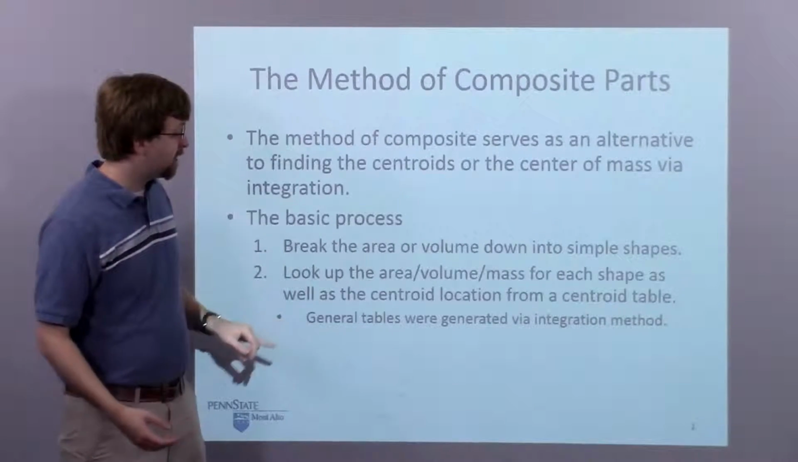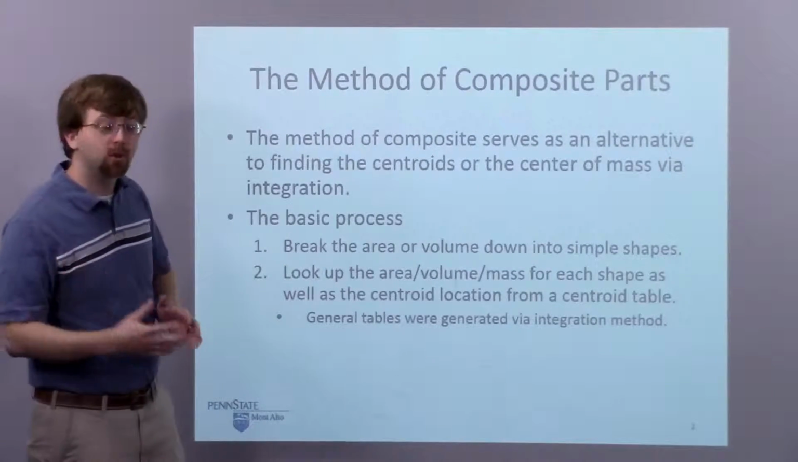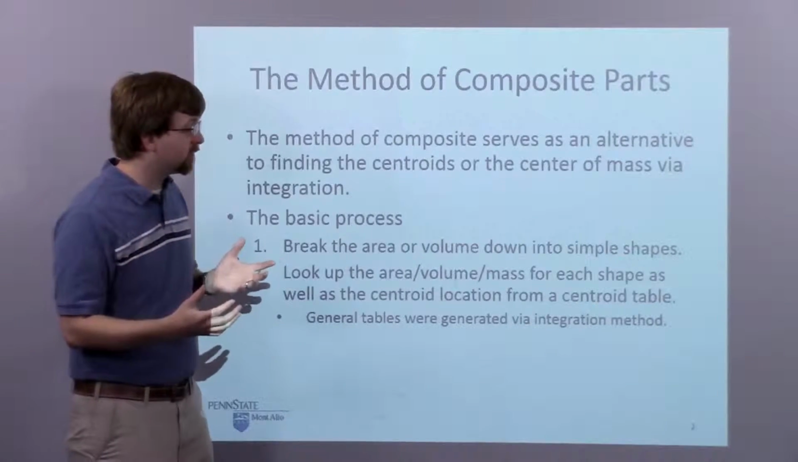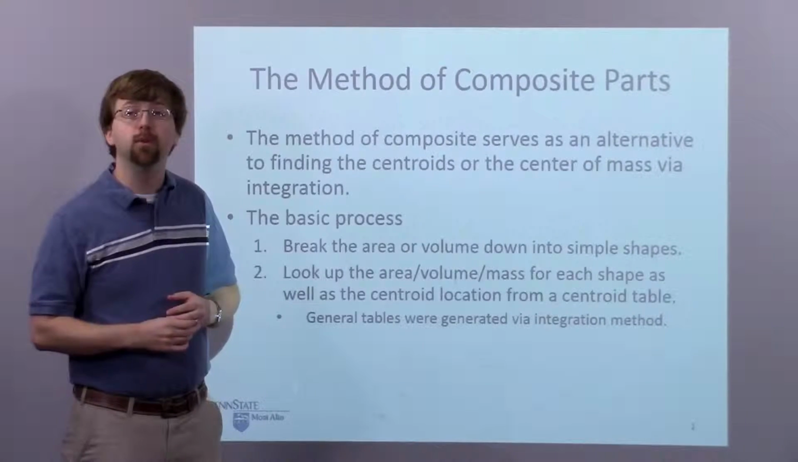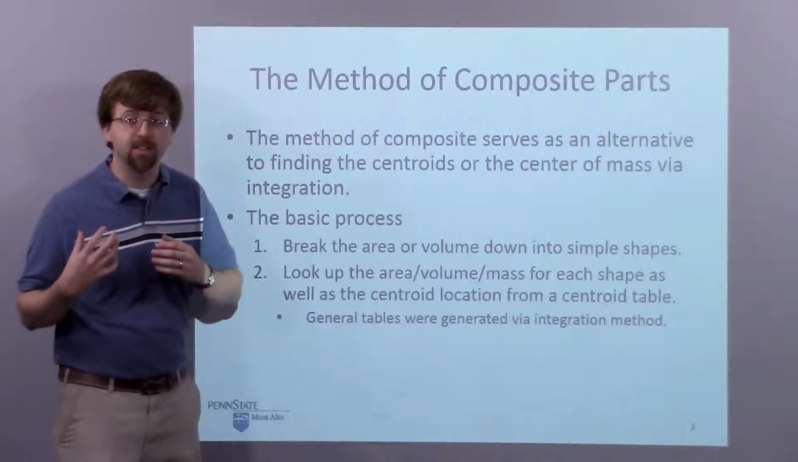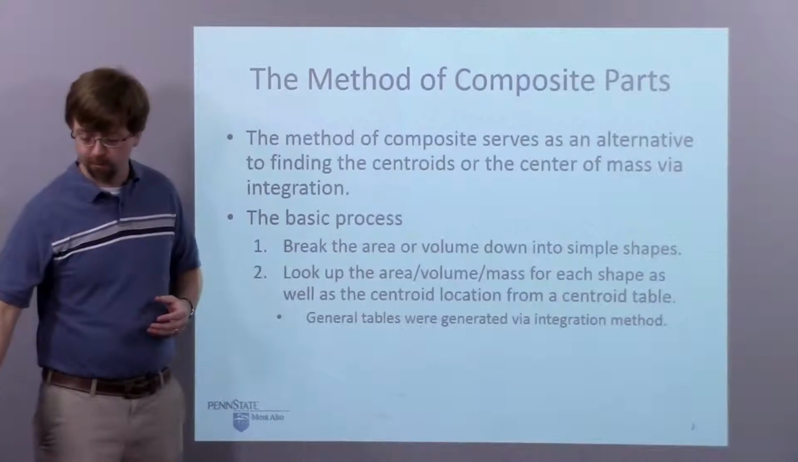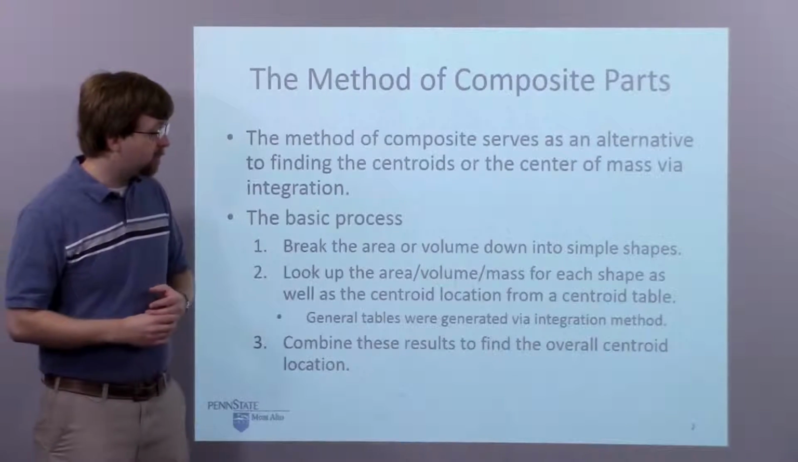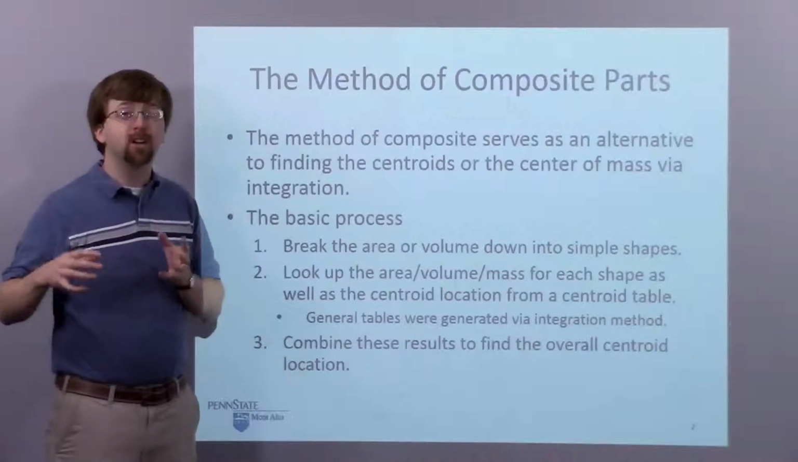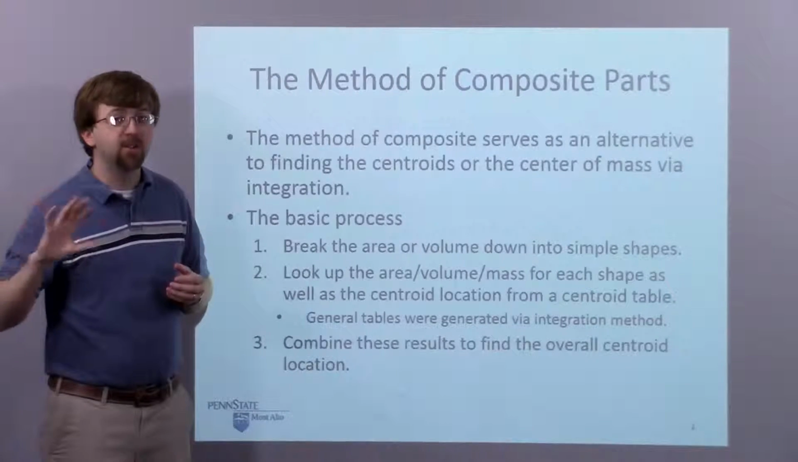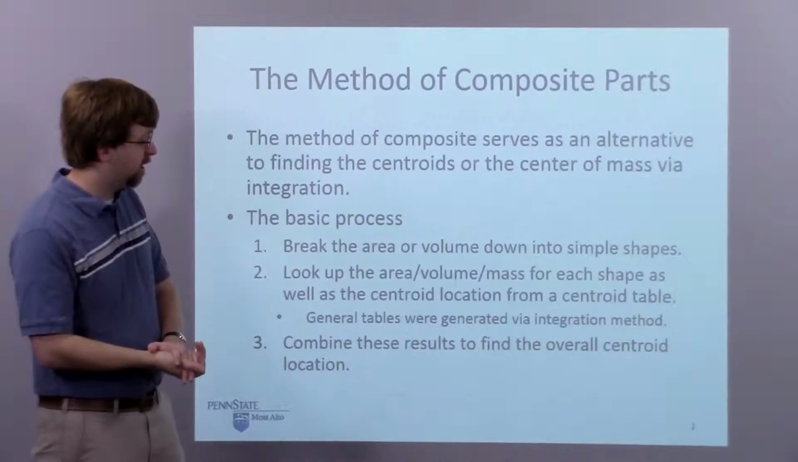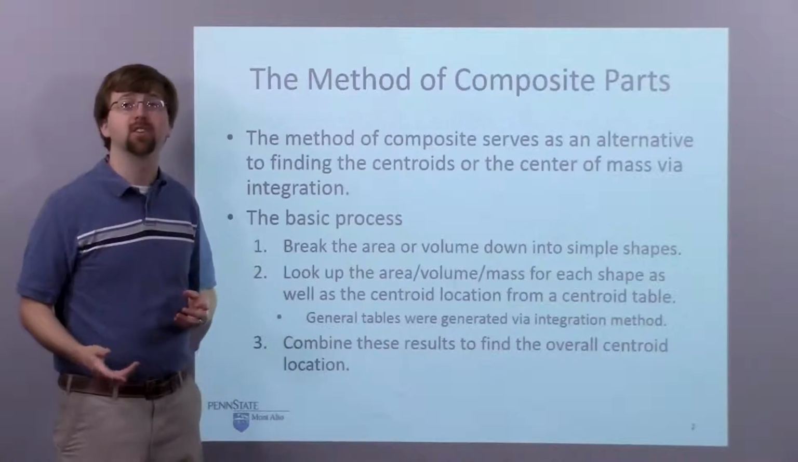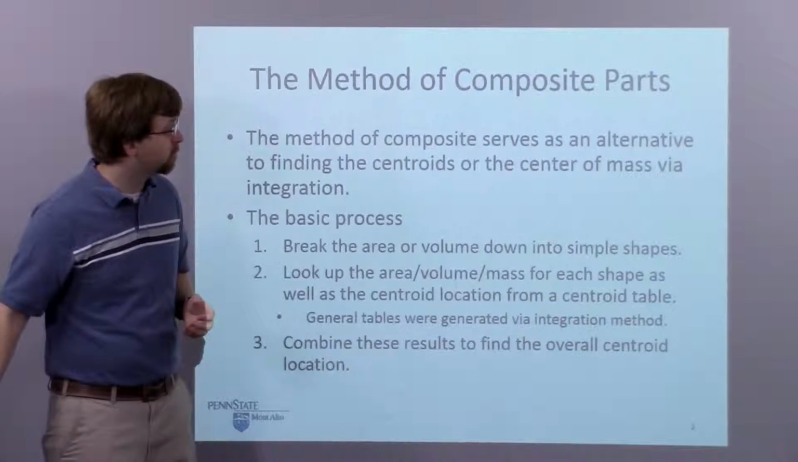So in the Adaptive Map textbook, as well as in a bunch of other sources, we've got general tables that are generated via integration, and they show you the centroid locations for simple shapes or simple volumes. Alright, so after we get the area, volume, or mass, as well as the centroid location coordinates, I'm going to combine the results in a certain way to find the overall centroid location. We'll talk about that in a second.